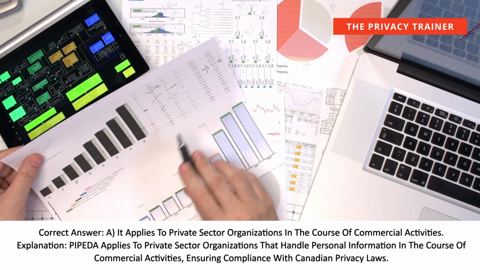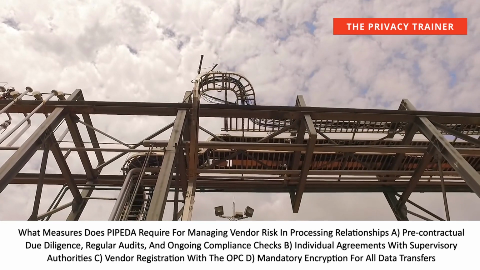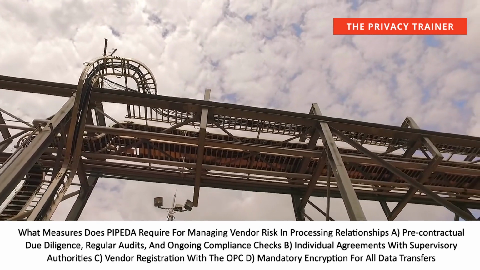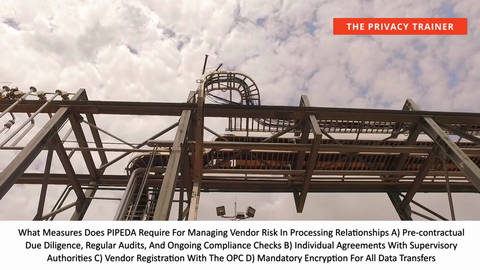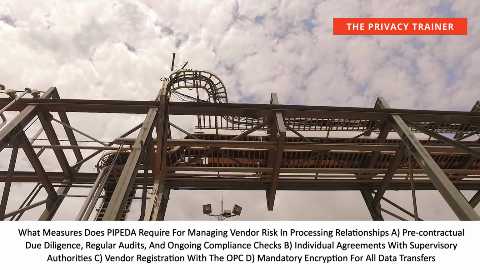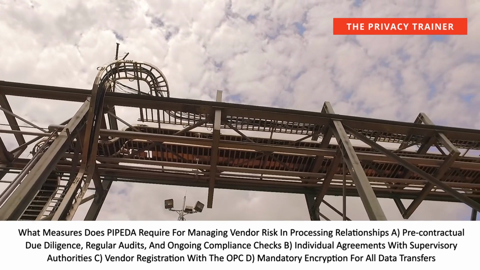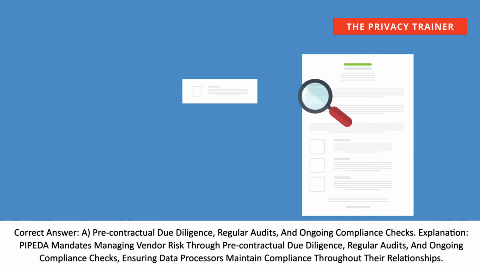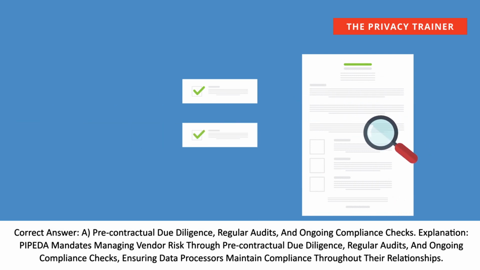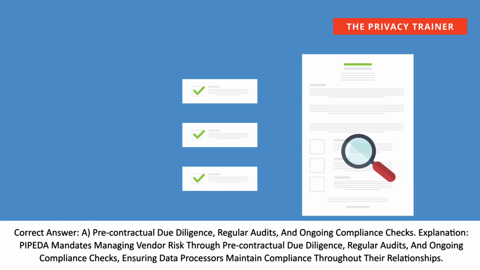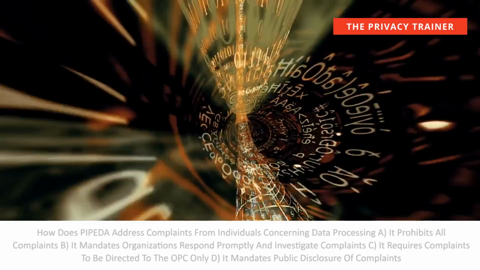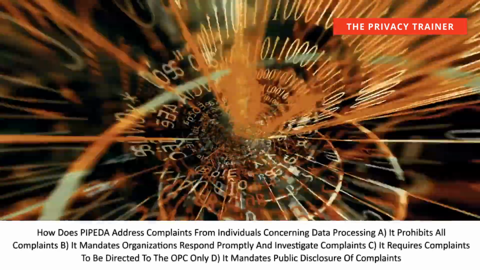Canadian privacy laws. What measures does PIPEDA require for managing vendor risk in processing relationships? A. Pre-contractual due diligence, regular audits, and ongoing compliance checks. B. Individual agreements with supervisory authorities. C. Vendor registration with the OPCD, mandatory encryption for all data transfers. Correct answer. A. Pre-contractual due diligence, regular audits, and ongoing compliance checks. Explanation. PIPEDA mandates managing vendor risk through pre-contractual due diligence, regular audits, and ongoing compliance checks, ensuring data processors maintain compliance throughout their relationships. How does PIPEDA address complaints from individuals concerning data processing?